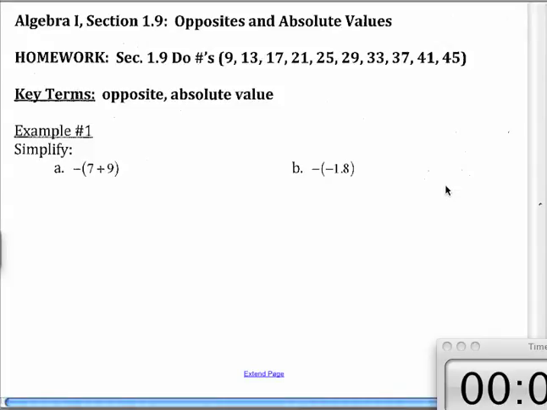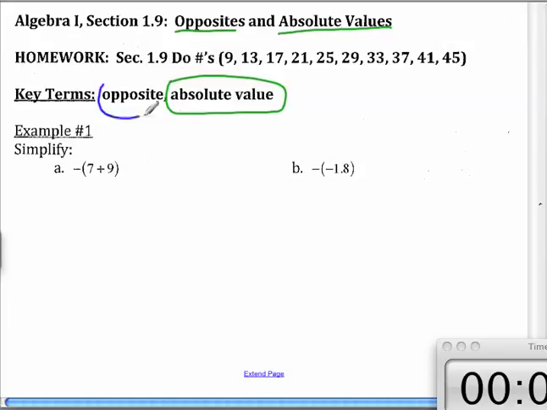Okay, guys, a couple of things here. Opposites and absolute values. You know this from last year, but I want to make sure that we're on the same page. Absolute value, again, is the distance of a number from zero. So there are always two numbers that have the same distance from zero, one on the positive side and one on the negative side. Those two numbers are called opposites.